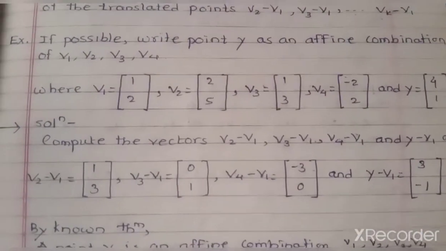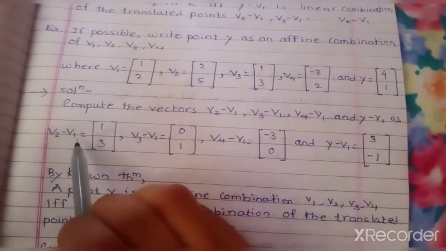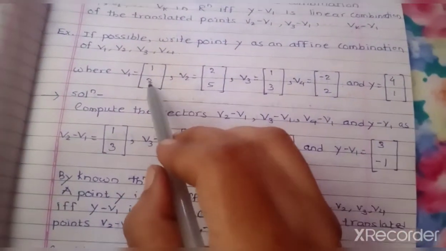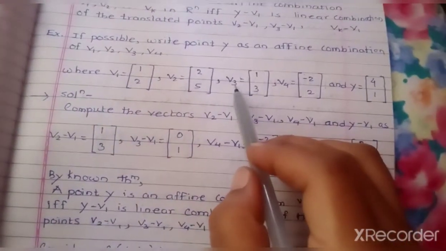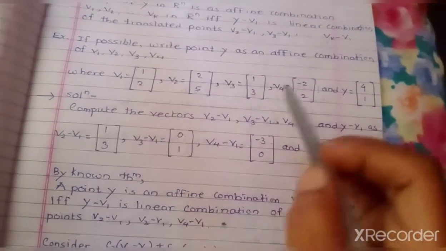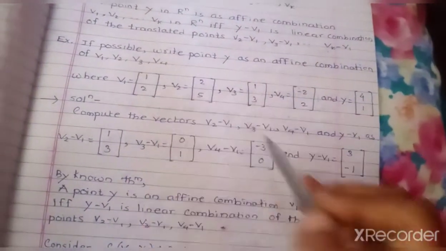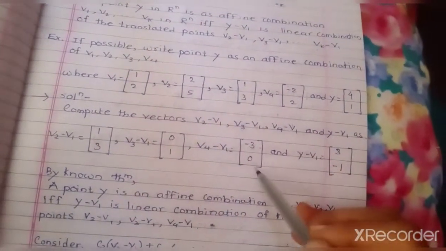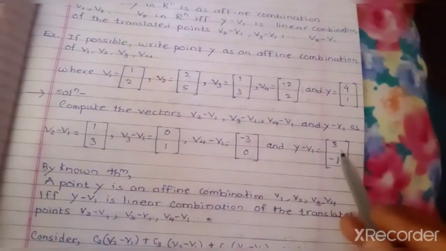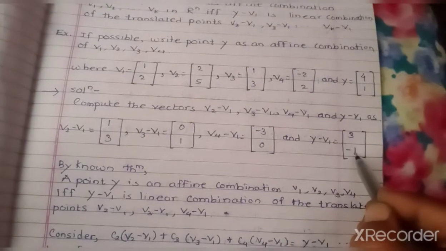So we do the calculation here. We calculate v2 minus v1. This is our v2 vector, this is v1 vector. So 2 minus 1 is 1, 5 minus 2 is 3. Similarly, we find v3 minus v1: 1 minus 1 is 0, 3 minus 2 is 1. Then we find v4 minus v1: minus 2, minus 1 is minus 3, 2 minus 2 is 0. And lastly, we find y minus v1: 4 minus 1 is 3, 1 minus 2 is minus 1. In this way, we calculate all our required terms.